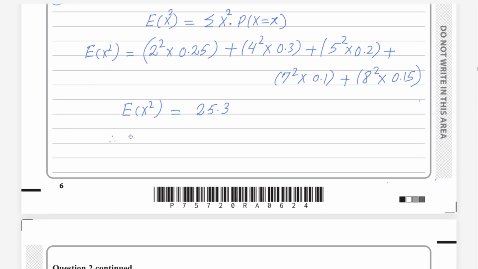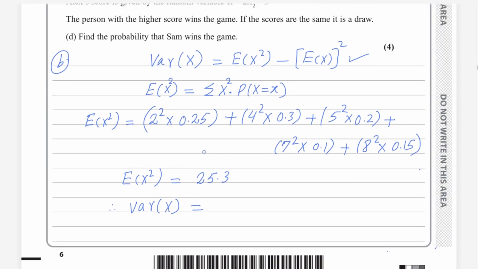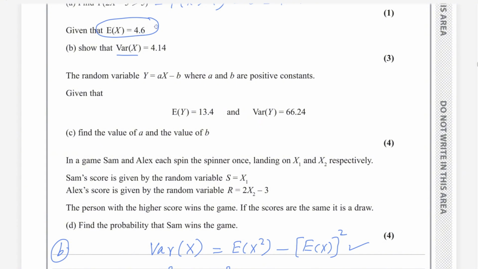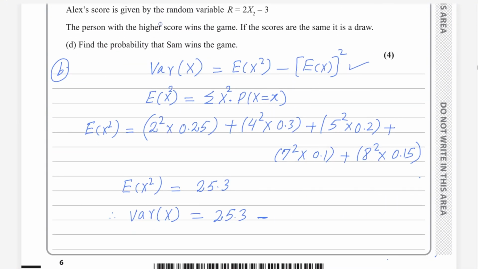Therefore, variance of x will be equal to expected value of x square, which is 25.3, we just got it, and then minus expected value of x that is given in the question, that is 4.6. Because it is a square here, you have to take square of 4.6 as well. If you solve it using a calculator, for sure we'll get the answer as 4.14. So it is as required in the question. We needed to prove this. So the second part of this question is done as well.